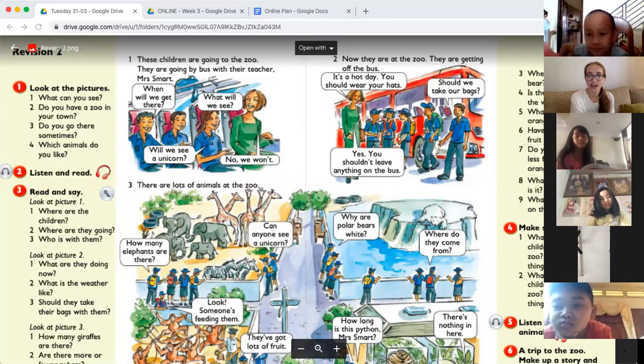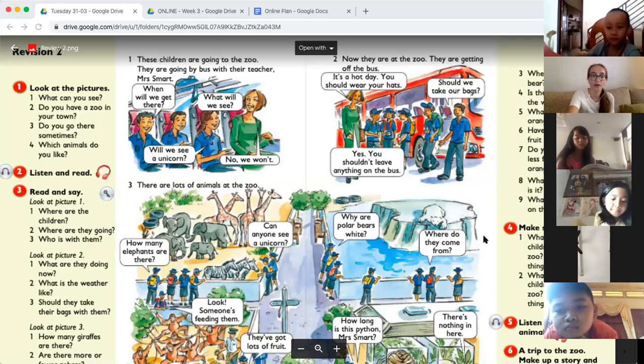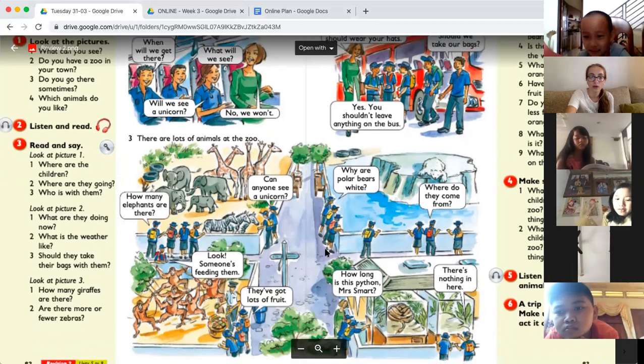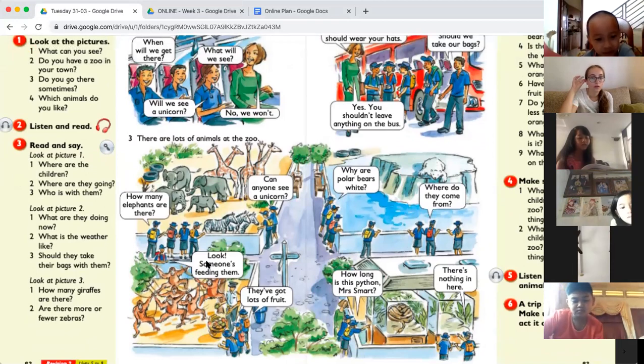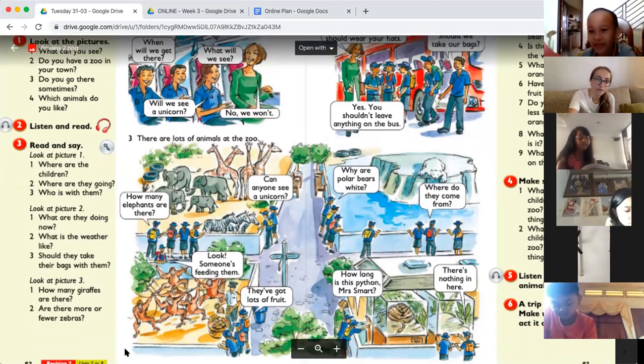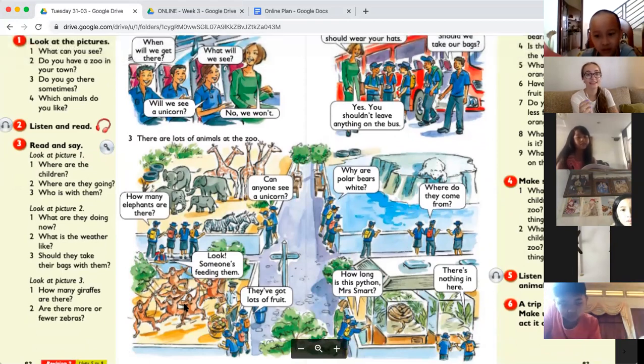Okay, question 4. Is there anything in the water? No. How did you make a sentence from that if we have the word anything? No, there isn't anything in the water. Good. What are the orangutans doing? They're climbing trees. They are swinging, not swimming, swinging. Yes, they're playing, they're swinging.